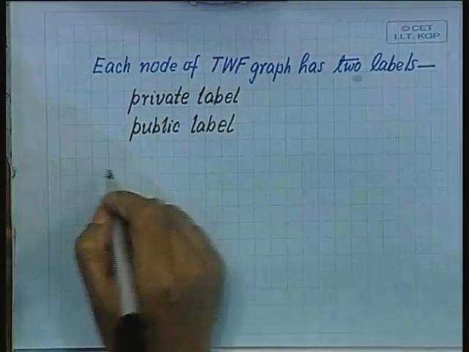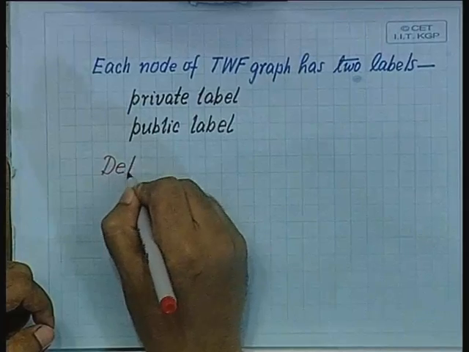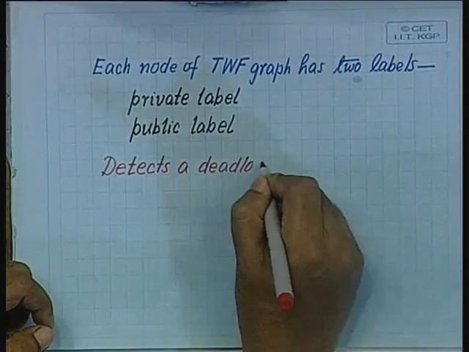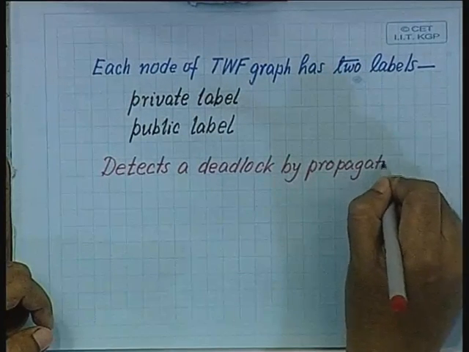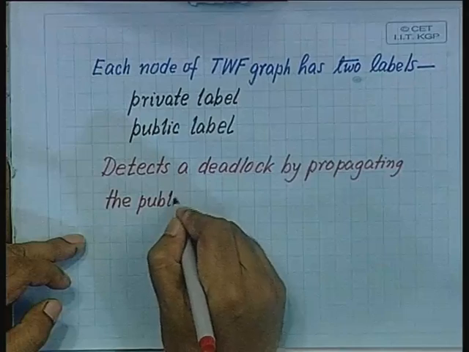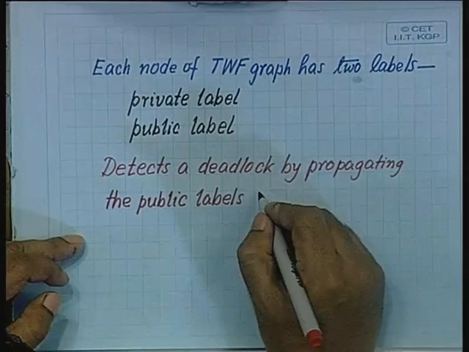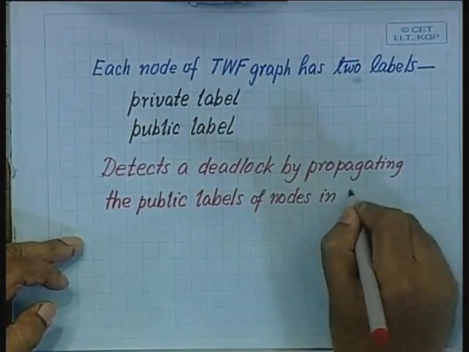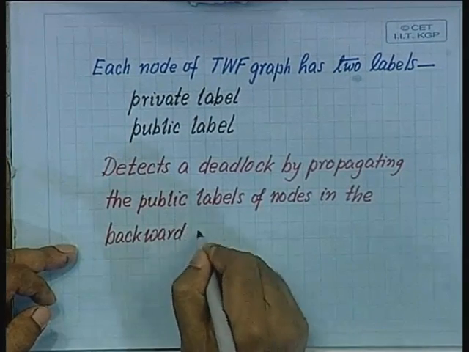So, the general outline of this algorithm is that the algorithm detects a deadlock by propagating the public labels in the backward direction.